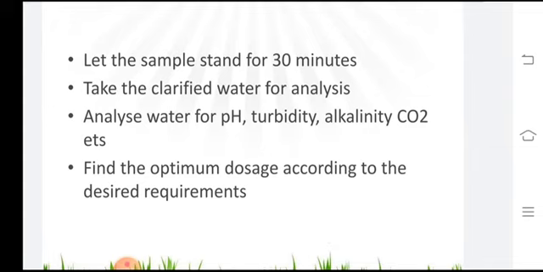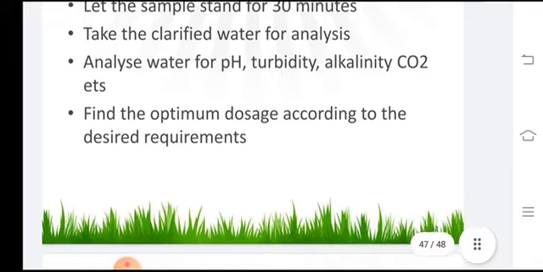We need to determine the pH, turbidity, alkalinity, CO2, and some other parameters. So based on these findings, we can choose what is going to give us the best performance. The dosage which was found to be the most optimum one is going to be recommended for usage in the tank.